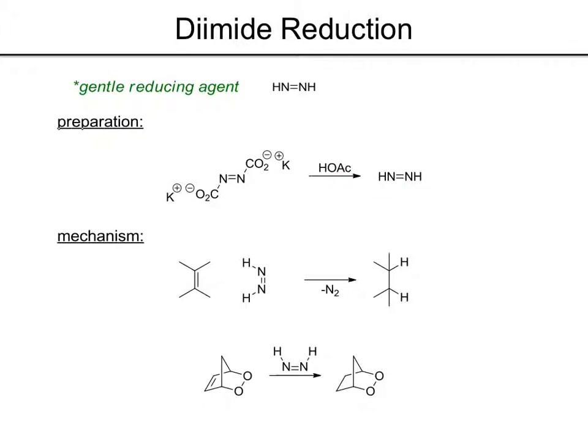The mechanism of this reaction is fairly straightforward. You've got the alkene attack one of the hydrogens. This is going to then form nitrogen gas and complete delivery of hydrogen. And so you've got your reduced alkene and you've generated nitrogen gas. This is an example of a reduction that diimide can do. Notice that it can reduce the alkene without rupturing this weak oxygen-oxygen bond.